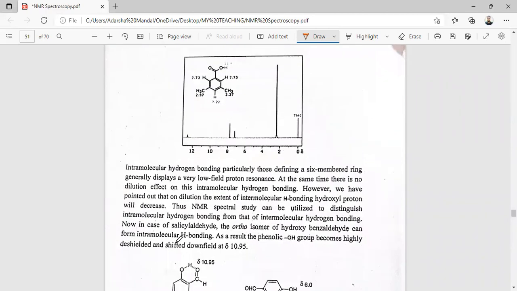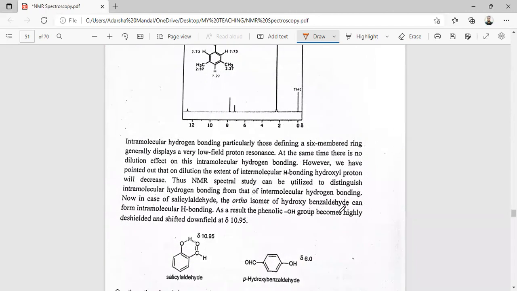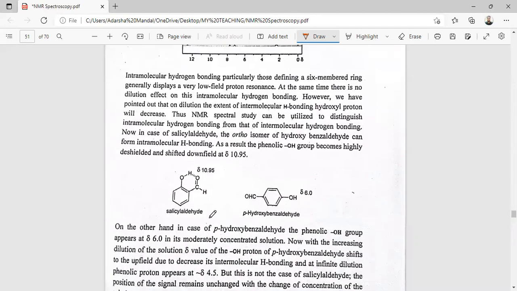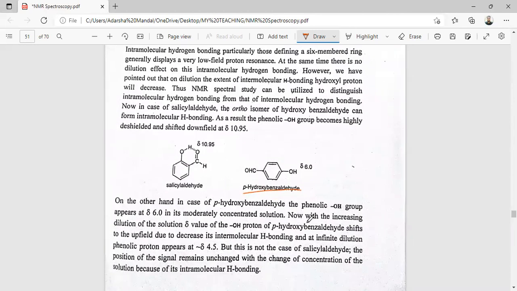Now, in the case of salicylaldehyde, the ortho isomer of hydroxybenzaldehyde, intramolecular hydrogen bonding can be formed. As a result, the phenolic OH group becomes highly deshielded and resonates at 10.95. On the other hand, in para-hydroxybenzaldehyde, the phenolic OH group appears at 6.0 in a moderately concentrated solution. Now, with increased dilution, the delta value of the OH proton of para-hydroxybenzaldehyde shifts upfield, to 4.5, due to decrease in the hydrogen bonding.